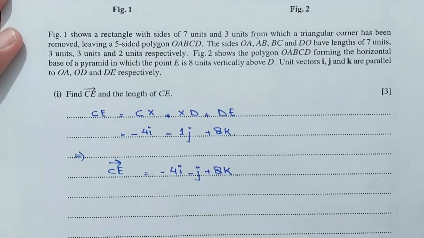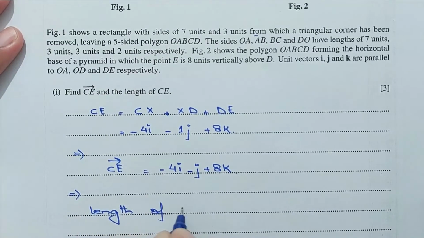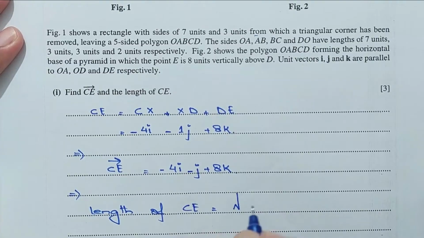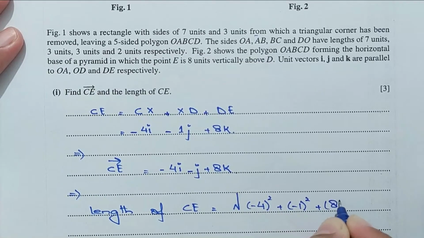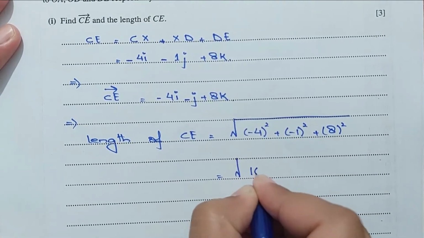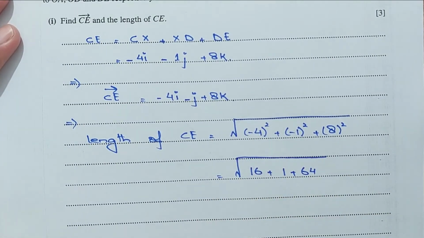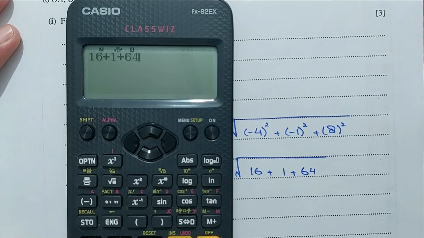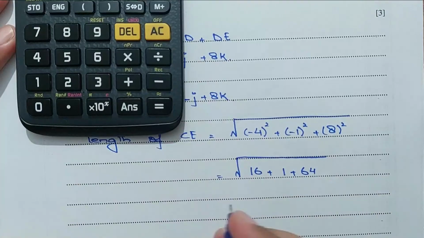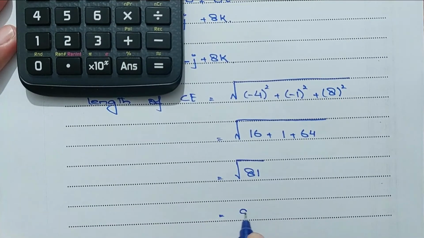Now let me find the length of CE. The length of CE is the square root of the i component squared plus the j component squared plus the k component squared. So we have the square root of 16 plus 1 plus 64, which is the square root of 81, which is 9. So 9 units is the length of CE.